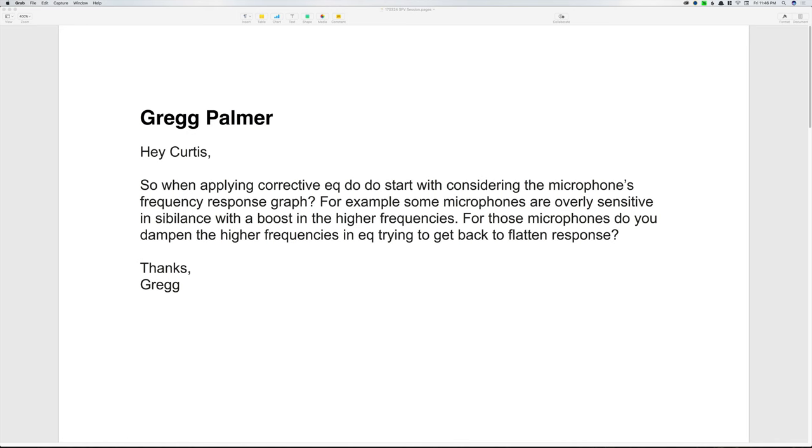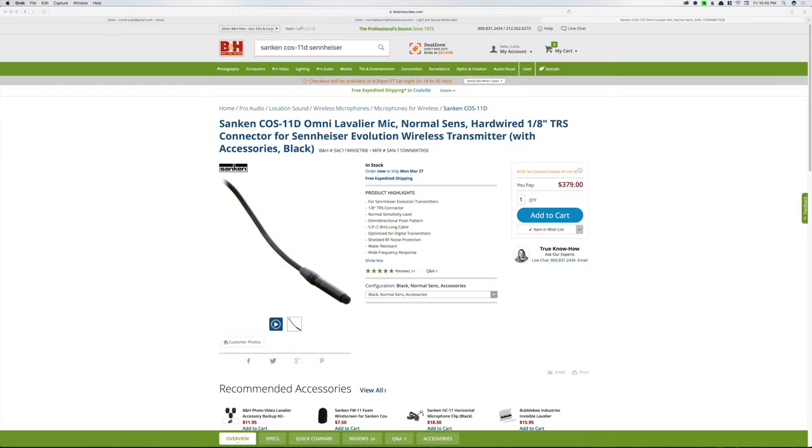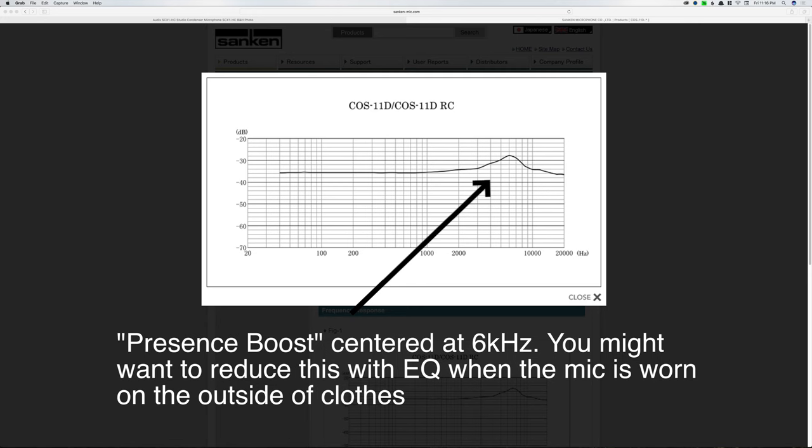And the answer is, Greg, yeah, I think that's a good point. I talked to him a little bit, and he is referring specifically to the Sanken COS-11D, which is a lavalier microphone. That mic seems to be optimized for wearing underneath clothing, to hide it. And of course, when you do that, it cuts off some of the higher frequency sound. So it doesn't sound as crisp, unless you have a microphone, for example, like the COS-11D, that actually has a presence boost there.